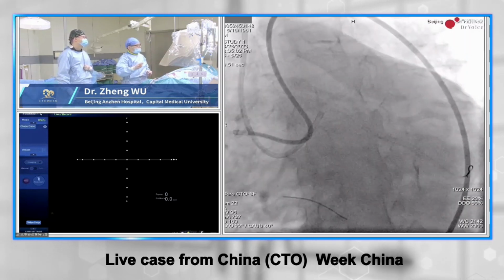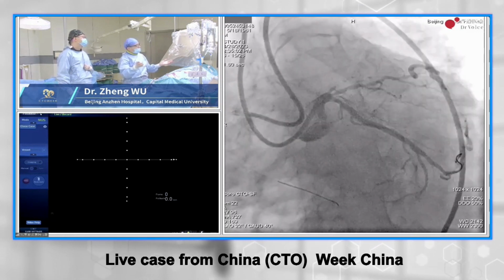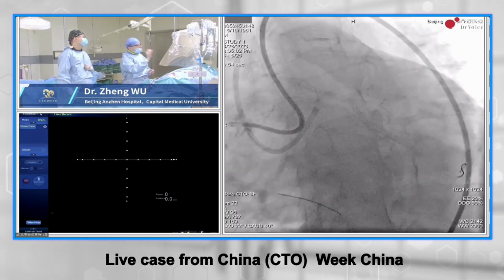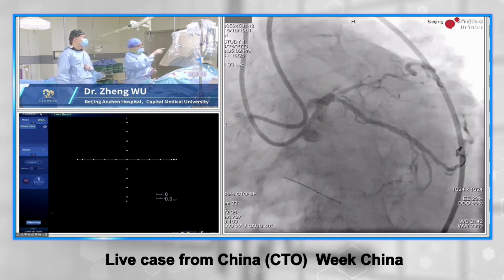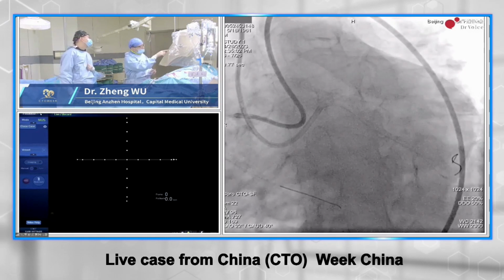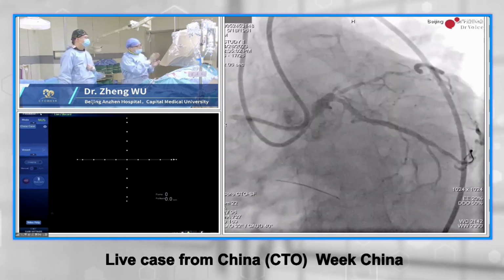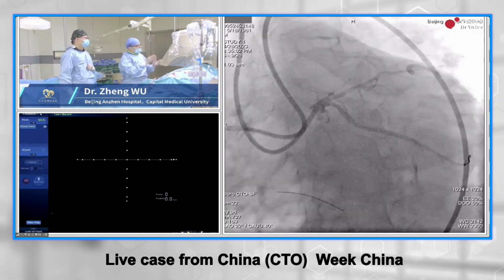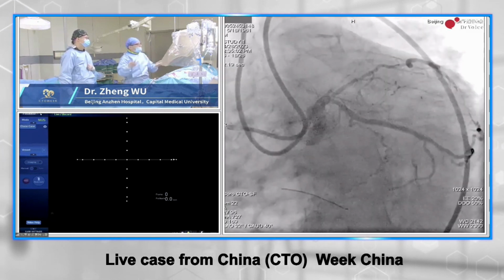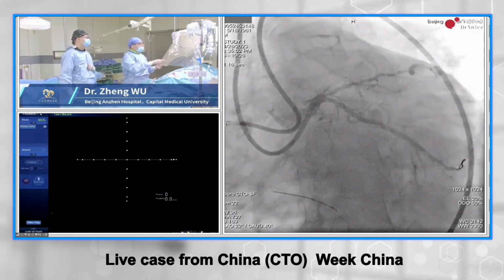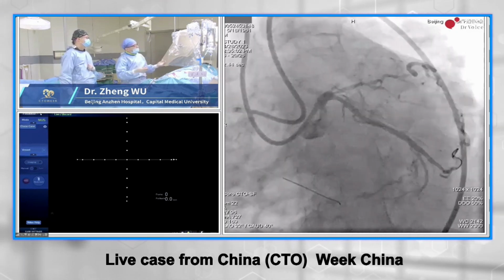So the next view is a big caudal angle and a small angle of the left side. From this view, we can see exactly and clearly the proximal cap. It seemed some contrast can go through the CTO segment, but I'm not sure whether it's bridging collaterals, another side branch, or loose tissue. I'm not sure. So this is the baseline angiogram today.